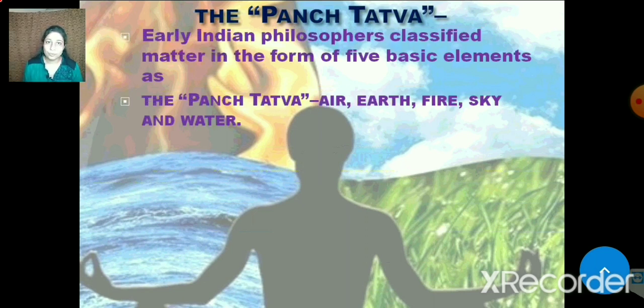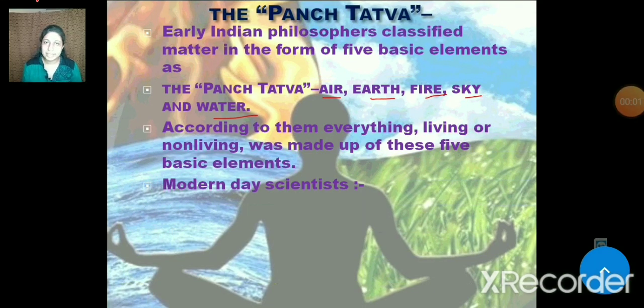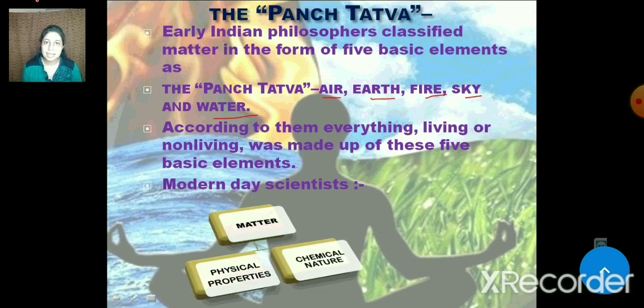Many days ago, the philosophers used to think that all the things in the universe are made up of 5 basic elements, and those 5 basic elements are air, earth, fire, sky, and water. But in modern days, scientists classified matter based on 2 things. One is physical properties and another is chemical nature.